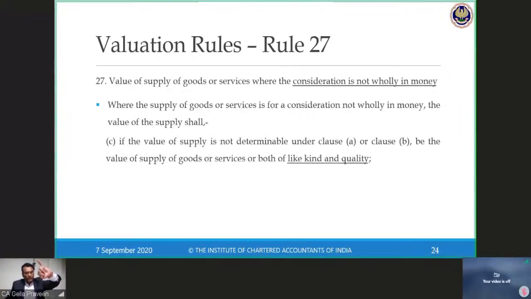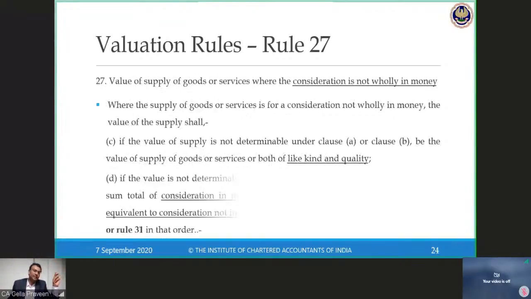Further it says, if open market value is not available, and the value of that ring 3,000 is also not available, what it says is, if the value of supply is not determined by A or B, the value of supply of goods and services of like kind and quality. The ring which you have sold, of similar quality and similar kind, what is its value? That shall be your transaction value. So when I take that example of a ring, what is the kind and quality? 22 carats, 24 carats, 18 carats. Based on the quality and the kind, I'll say this has so much weightage, this is of so much purity, and this is a diamond-studded ring or has a stone having a market value of so much. Based on those factors, I determine a value under Rule 27.